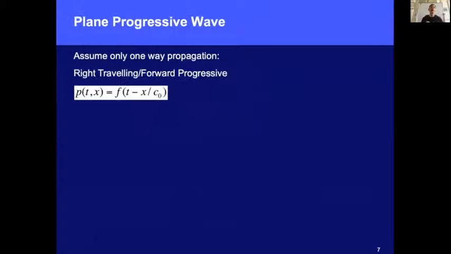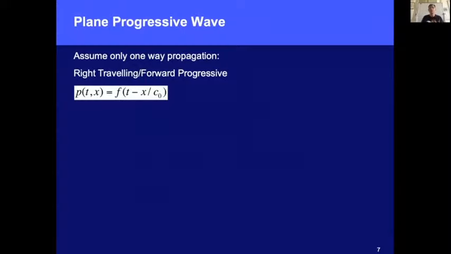So in the case where we have one-dimensional wave propagation, what's referred to as a plane progressive wave, I have a one-dimensional wave moving through a medium, often referred to as a right traveling or forward progressive wave. Then the pressure as a function of time and space has the functional form f of t minus x over c naught, where f is the function that the source has. At x equals 0, it would be the time dependence of the source that would be driving the pressure wave.